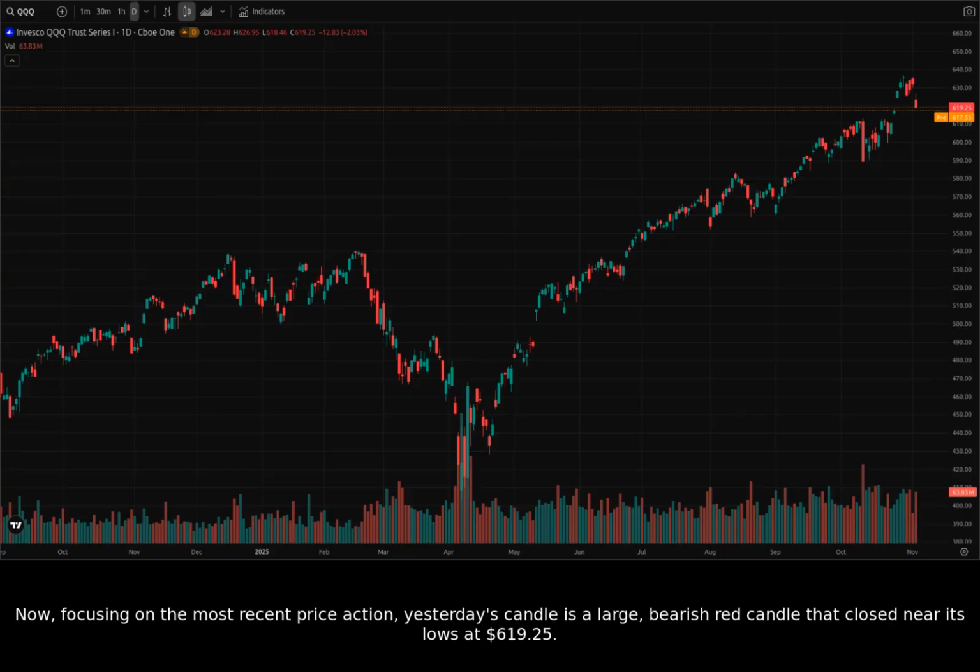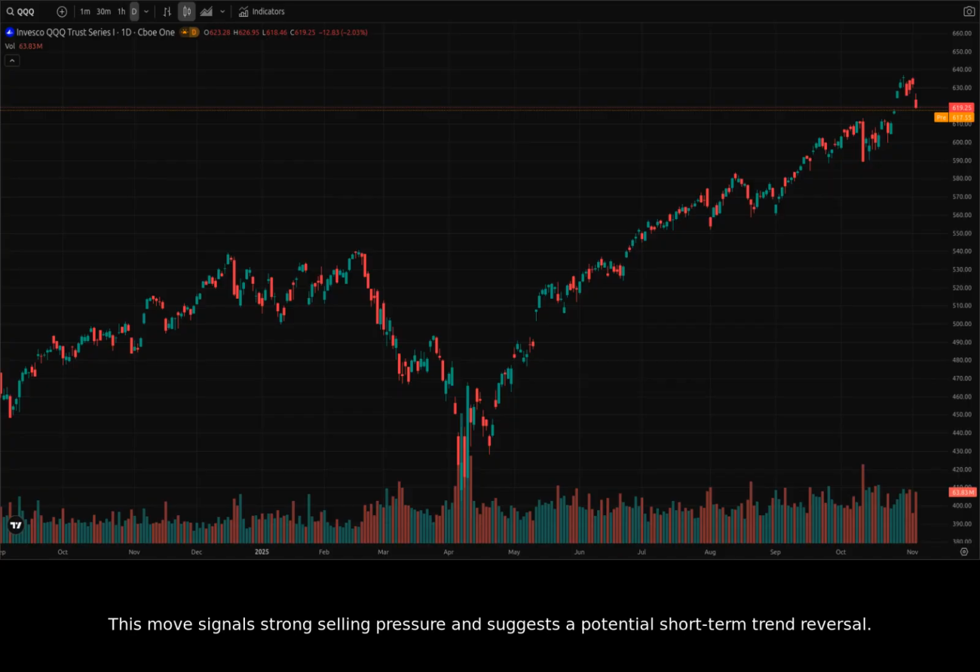Now, focusing on the most recent price action, yesterday's candle is a large, bearish red candle that closed near its lows at $619.25. This move signals strong selling pressure and suggests a potential short-term trend reversal. The first key support level to watch is the low from October 10th, right around the $589 mark. A break below that level would be a significant bearish development.